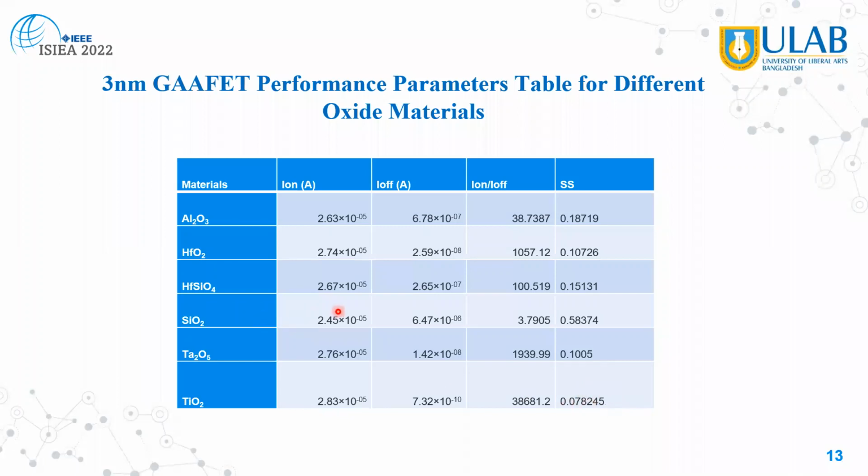On the other hand, we are getting the lowest on current for silicon dioxide and the highest off current, or the leakage current, for silicon dioxide. Here the Ion/Ioff ratio is the lowest, and the subthreshold swing here is the highest, which is a short channel effect.